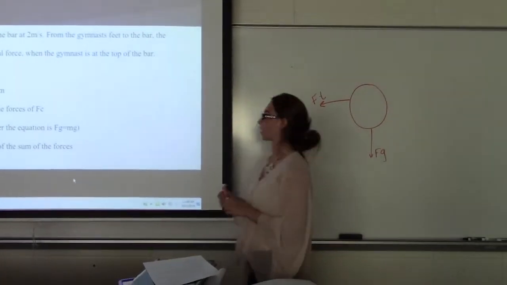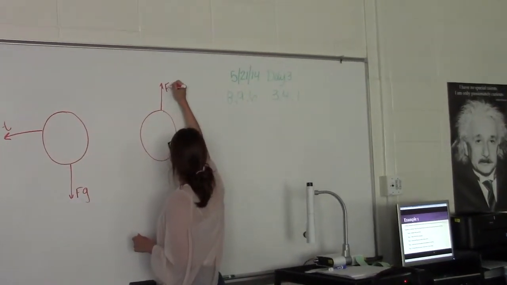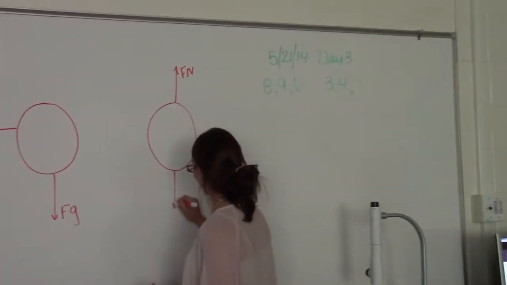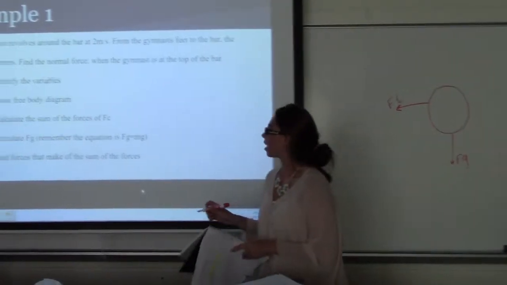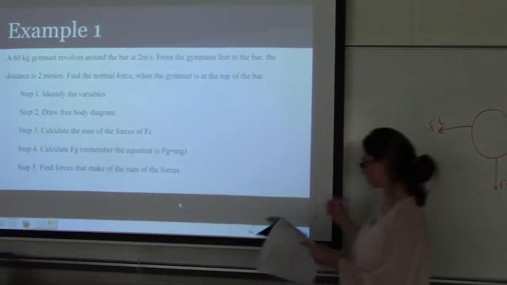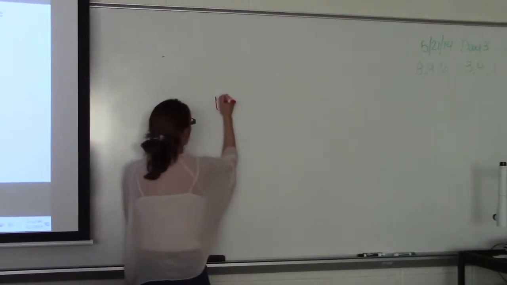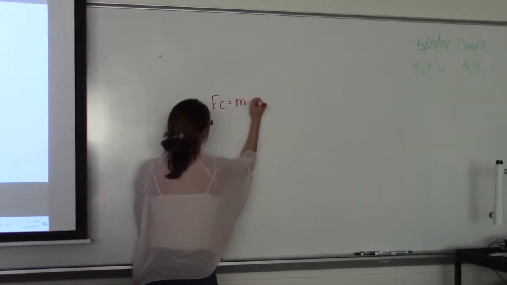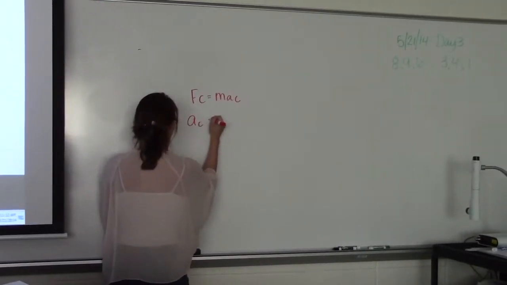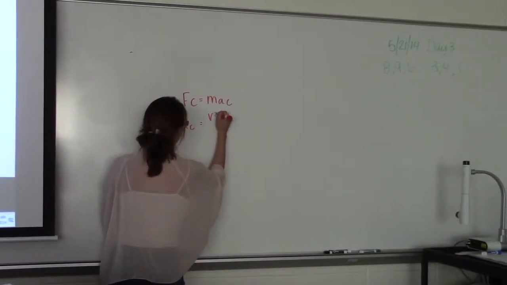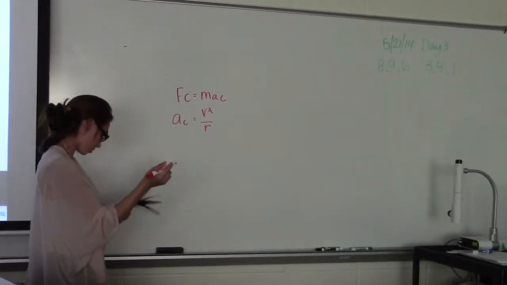Now draw the free body diagram. This is Fn, because the gymnast is holding onto the bar, and this is Fg, because gravity is always there. Now calculate the sum of the forces of Fc. So, Fc equals MAC. AC equals V squared over R. In order to solve for Fc, you must first find AC.